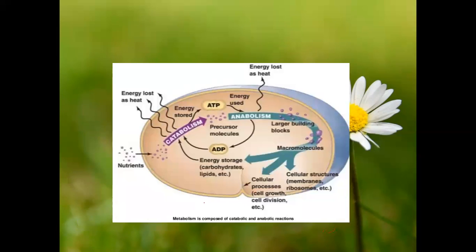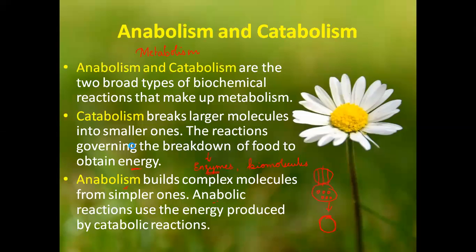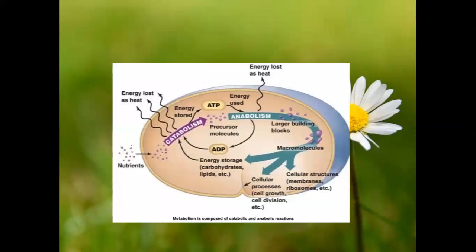Now coming to this picture: metabolism is composed of catabolic and anabolic reactions. I remember telling you that you may be asked to draw and explain metabolism. So if I ask you to draw and tell about metabolism, you can give this picture. Why have I put this picture? Now you must be very clear what catabolism and anabolism are. In anabolism, from a simpler molecule, a large or complex molecule is formed.